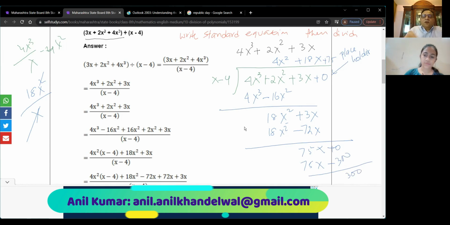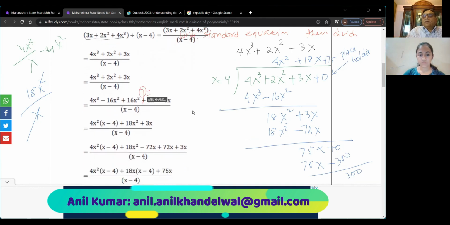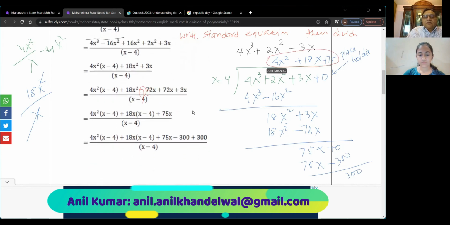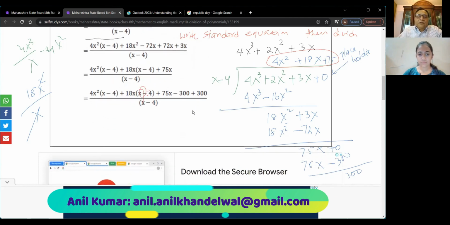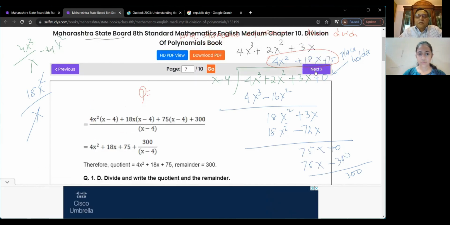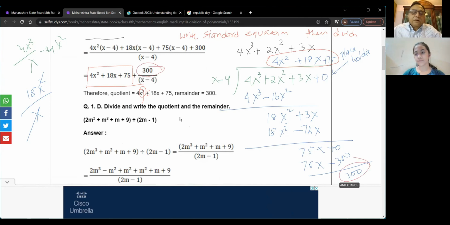So we get a quotient here. Let me write down the answer. The quotient is what we get here, which is 4x squared. Check the book answer also, and we have the same thing? The book answer is very complicated. So do you see the quotient, which is 4x squared plus 18x plus 75, and the remainder is 300, just as we have. Do you see that part?